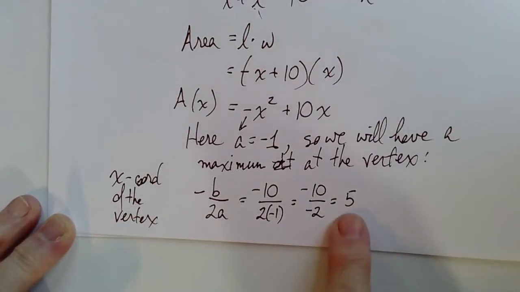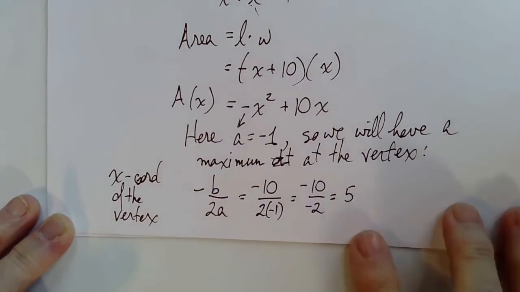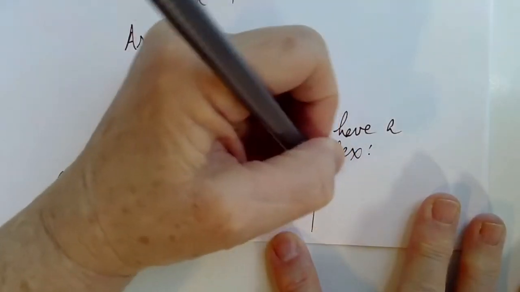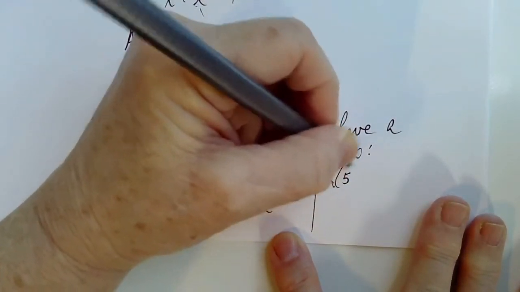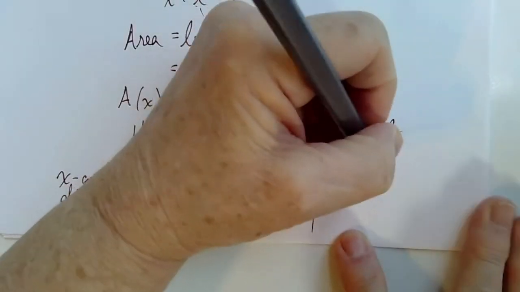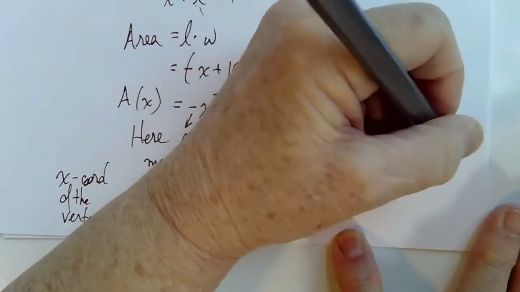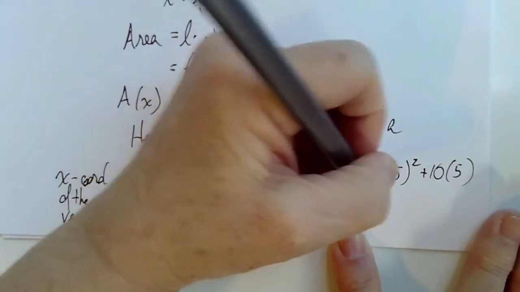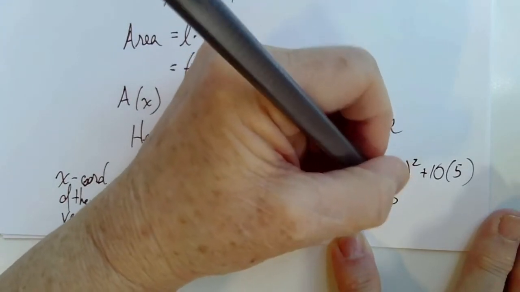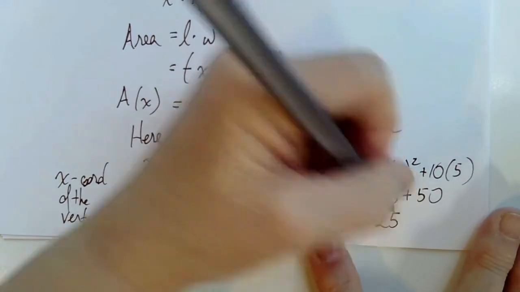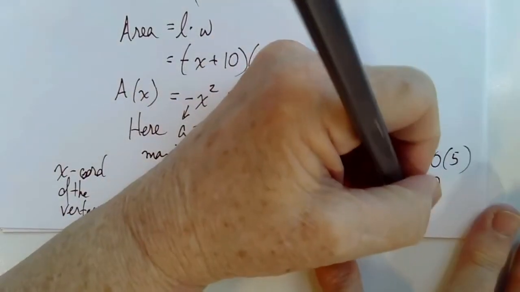So let's substitute this value into the area function and see what area results. So A of 5 is negative 5 squared plus 10 times 5. And that's negative 25 plus 50, which is indeed 25 meters squared.